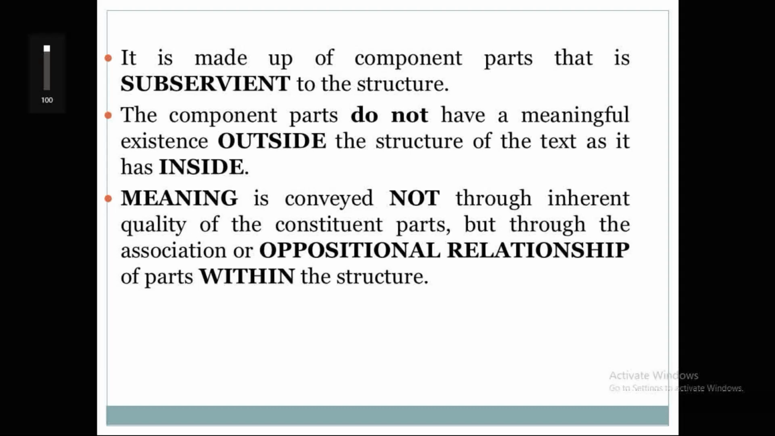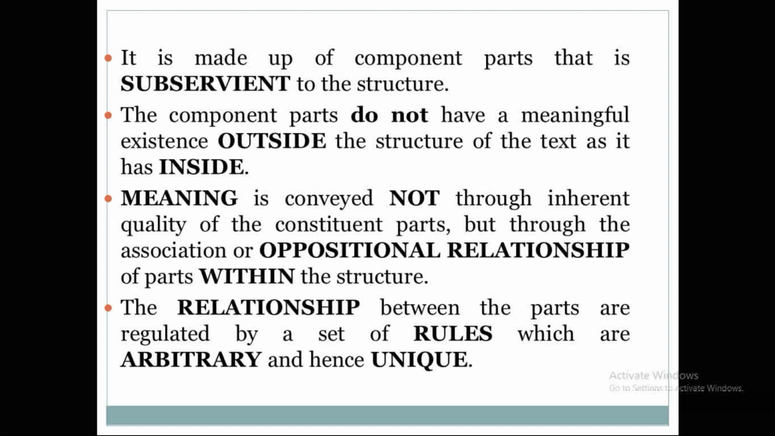That is related to the example of the window in an open field. It doesn't have an existence outside the structure of a building. The third point is that meaning is conveyed not through any inherent quality within the constituent parts, but through the oppositional relationship between the component parts within the structure, not outside the structure. That is, the door is a door because it's not a window. The fourth and final point, which we discussed in the raga system, is that the relationship between the parts is regulated by a set of rules which are arbitrary and hence unique to every structure. So these are the four major characteristics of a structure.